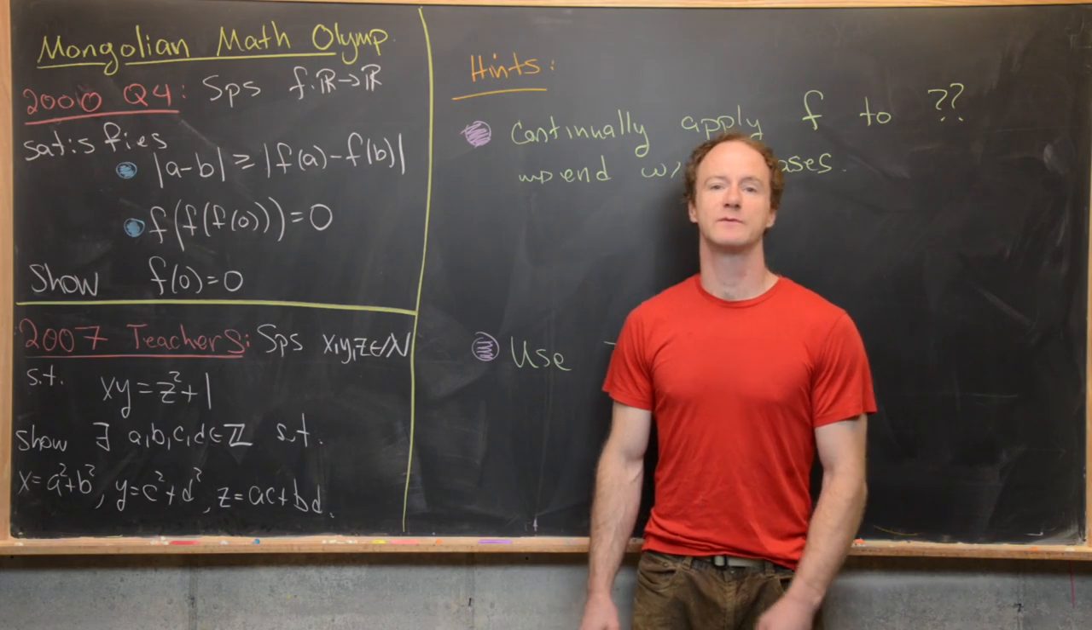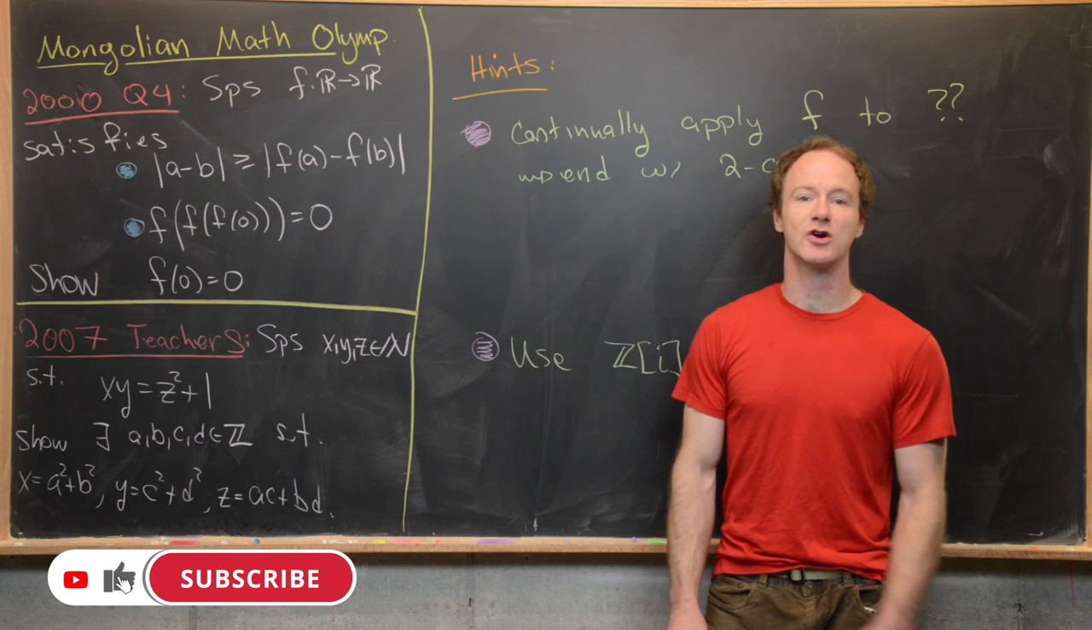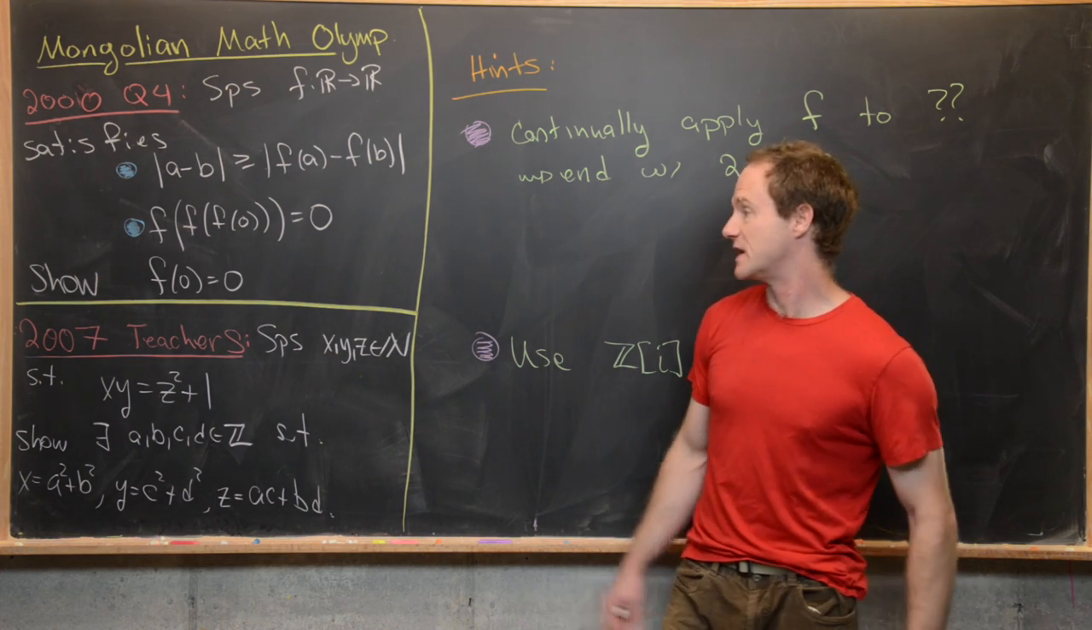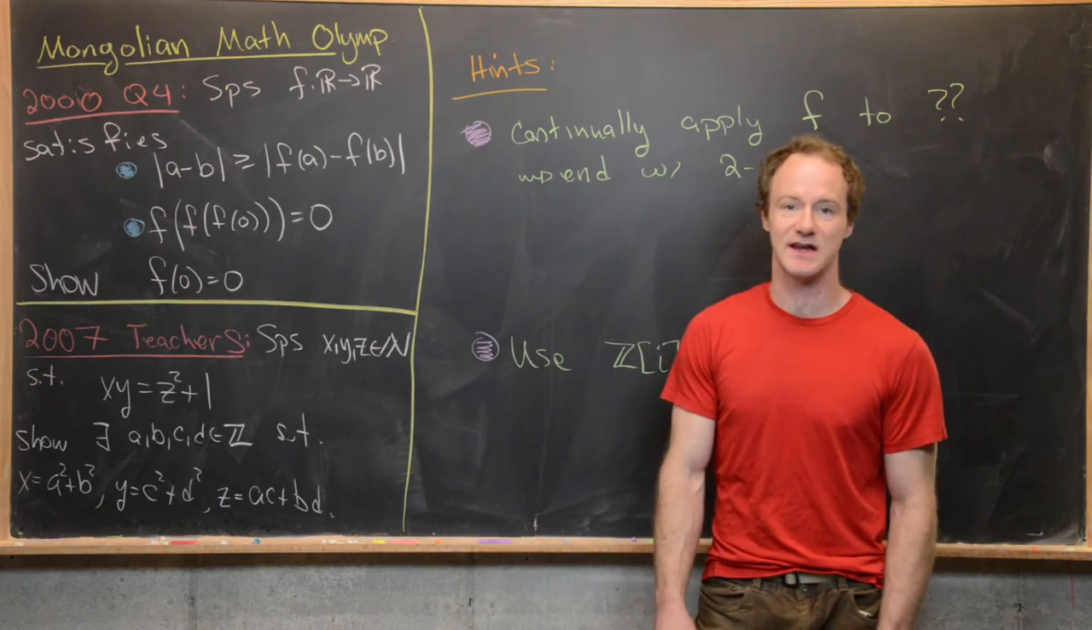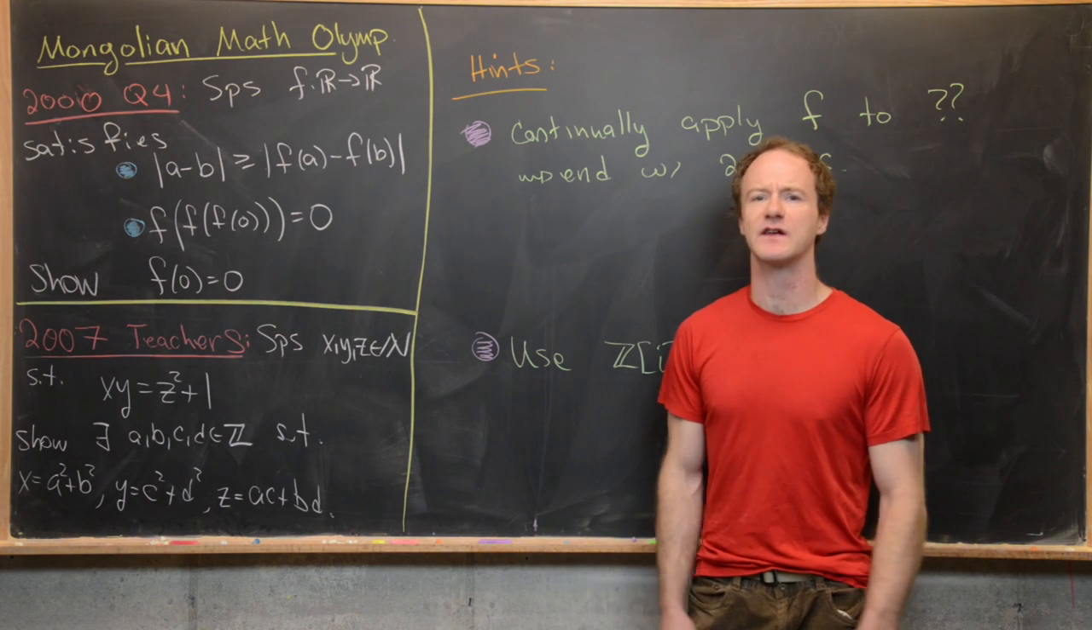Here we're going to look at two problems from the Mongolian Math Olympiad. So the first one is from the year 2000 exam, and it is question 4. And the second one is from the year 2007 exam, and it's actually from the teacher's version of the exam. So I think this is really interesting.